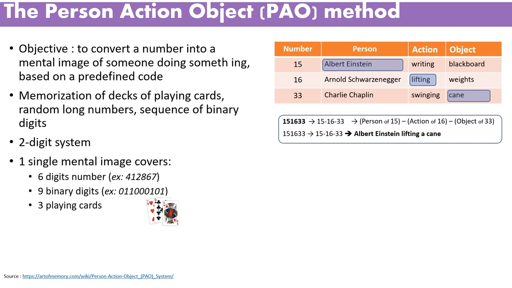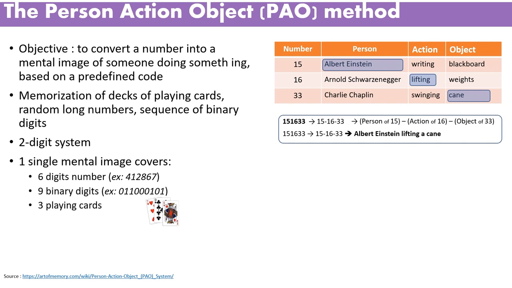Can you see this image of the old Albert Einstein with his beard and gray hair lifting a cane? Maybe he's sweating super hard because the cane is super big and heavy, or on the contrary, he's lifting the cane very easily because it's quite light. What's important is to create a mental image that speaks to you so that you can remember it more easily.